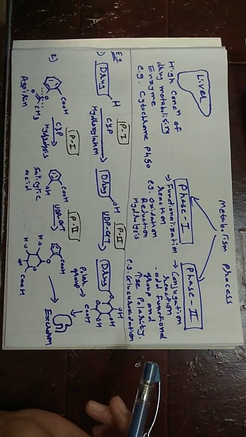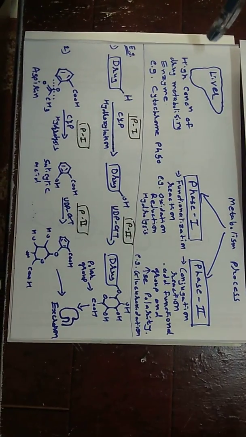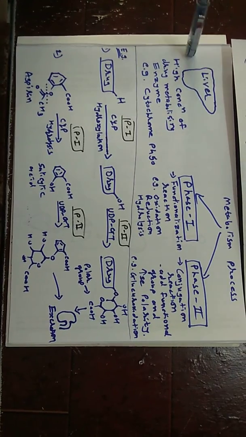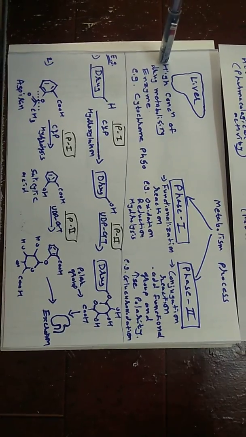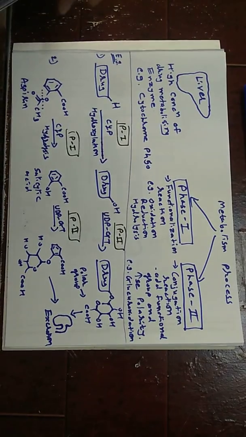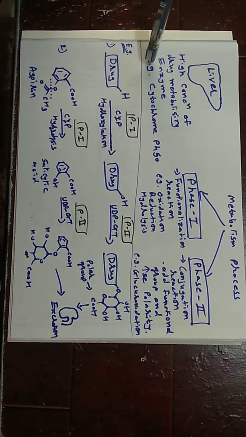Okay. Now, mostly metabolism occurs in the liver in our body, because the liver has a high concentration of drug metabolizing enzymes. And one of the most common examples of that is cytochrome P450.